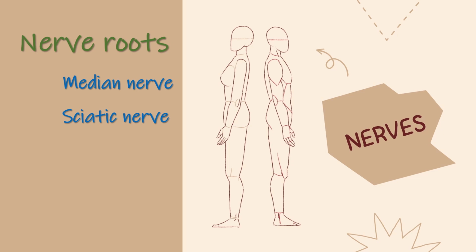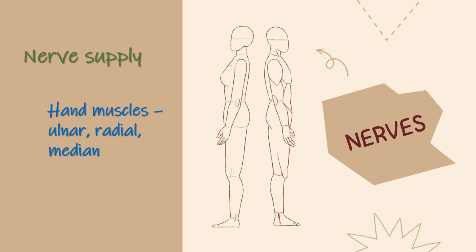Coming to the nerves, nerve roots are very, very important. What is the nerve root of median nerve? What is the nerve root of ulnar nerve? What is the nerve root value of sciatic nerve? These types of questions are frequently asked. Other than that, as I already told you, nerve supply to the hand muscles, they are frequently asked, especially ulnar nerve, radial nerve and median nerve. Again and again they are asking these type of questions. So be thorough about the nerve supply of these hand muscles.